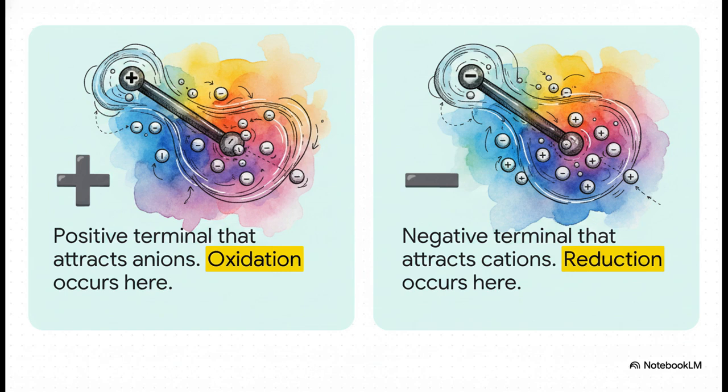And here are the basic rules of the dance floor. Opposites attract. The anode is connected to the positive terminal of the battery. So because it's positive, it naturally attracts the negatively charged ions, which are called anions. When those anions hit the anode, they drop their excess electrons, a process we call oxidation. On the flip side, the cathode is connected to the negative terminal, so it acts like a giant magnet for the positively charged ions, the cations. And once those cations reach the cathode, they gain electrons, which is our reduction.